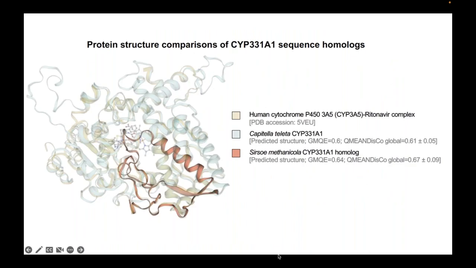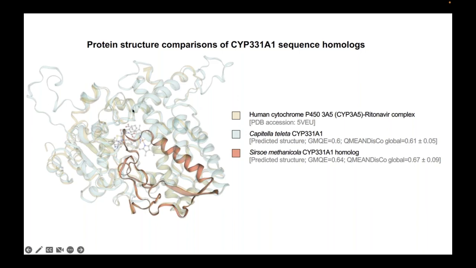One of the cytochrome P450 proteins that I was interested in was CYP331A1. This particular cytochrome P450 protein showed increased gene expression when Capitella teleta was exposed to PAH. The CYP331A1 sequence that I found in the ice worm was 49% identical to the CYP331A1 sequence in Capitella teleta. Because the protein structure of this protein sequence is not available, I performed homology modeling to predict the structure of CYP331A1 in Capitella teleta and the ice worm using a closely related protein structure template that was identified by the homology modeling software SWISS-MODEL.